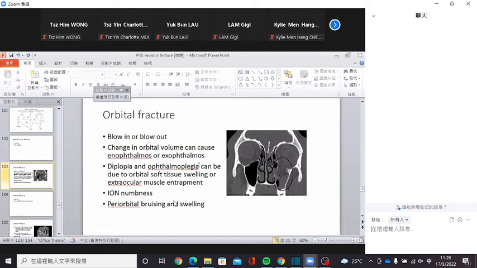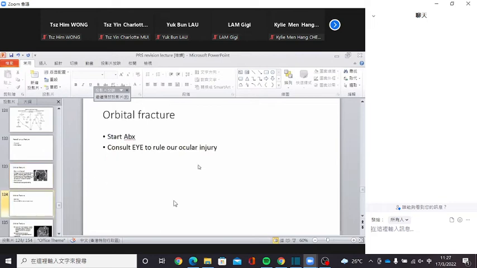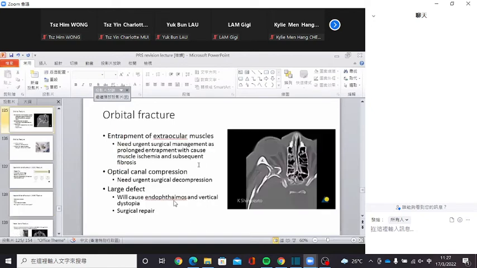If you're uncertain whether the diplopia is genuine due to extraocular muscle entrapment, then you always have to confirm with a CT scan to see if the muscle is being entrapped by the bone fragment. Commonly, there could be infraorbital nerve numbness because the nerve is anatomically located over the infraorbital rim. When the bone fragment hits it, the nerve will be numbed. There is also periorbital bruising and swelling. For orbital fracture, give antibiotics. You've got to find eye doctors to rule out any ocular injury.